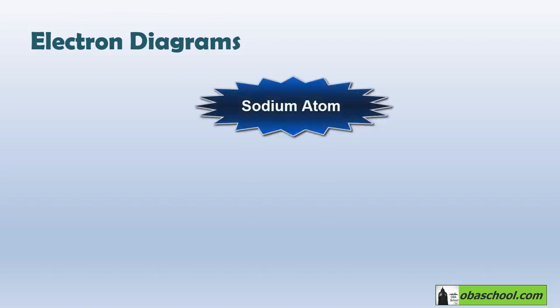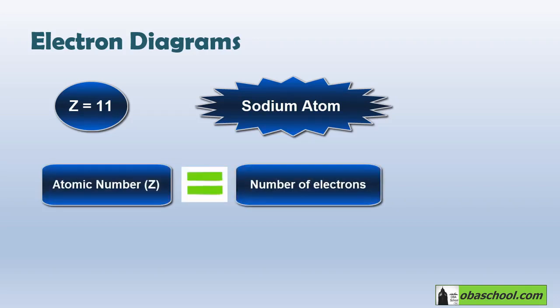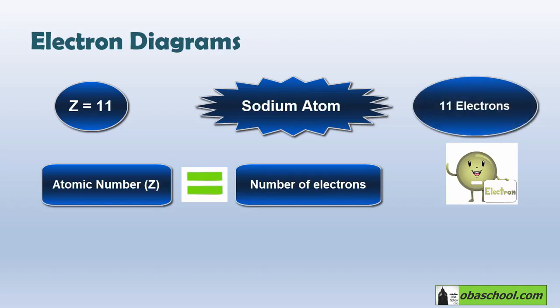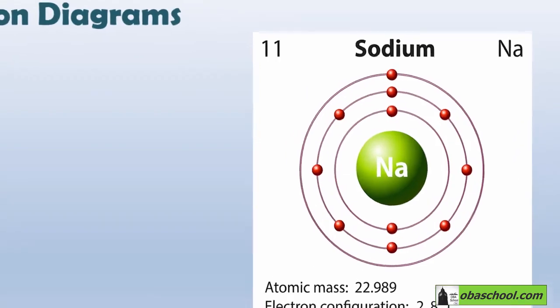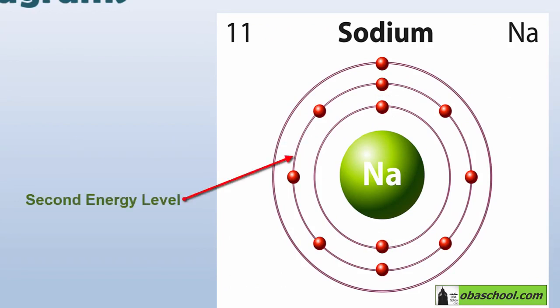Let's take an example. We have the sodium atom whose atomic number is 11, and thus, because it's a neutral atom, its atomic number is equal to the number of electrons, which means that the sodium atom has 11 electrons. Let's look now at how to fill these electrons in energy levels. In the first energy level, which is nearest to the nucleus, we will place 2 electrons only. In the second energy level, we will place 8 electrons.